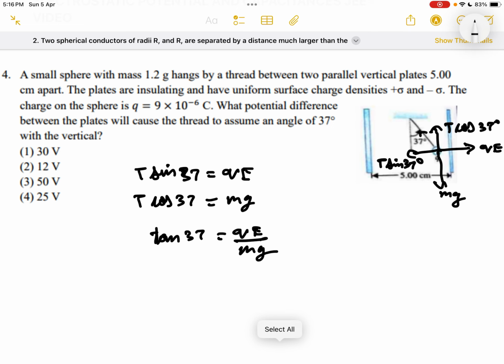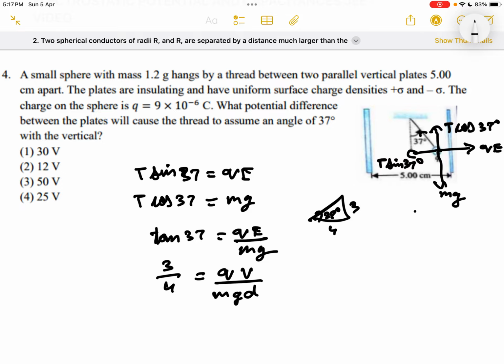Because we have the right angle triangle, a 3-4-5 triangle. In a 3-4-5 triangle, if you write 37 degrees, the opposite side is 3 and the adjacent side is 4. So it's basically 3 by 4. The electric field can be written as V divided by d, where d is the distance between the two plates of this capacitor, if you want to call it so. mgd is all you will have.